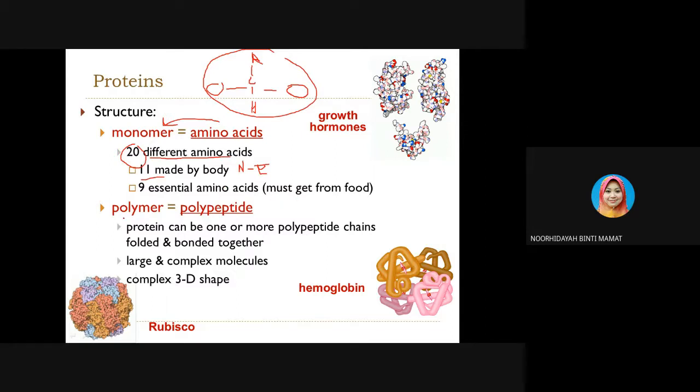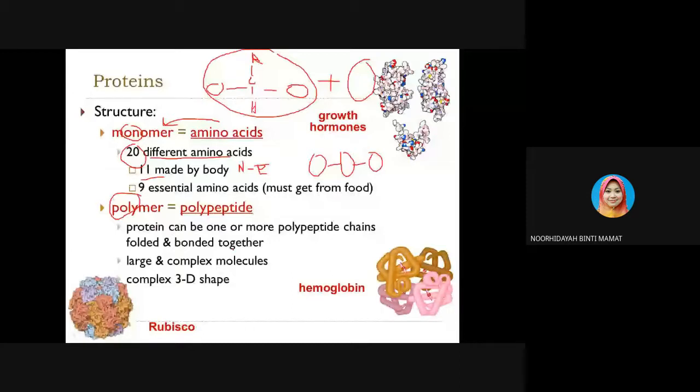How about the polymer? A monomer is one unit. The polymer is when we have several units, when one amino acid is joined with another amino acid, and another. When one amino acid combines with one amino acid and another, we call it the polymer or polypeptide. Poly means many. So a protein can be one or more polypeptide chains, folded and bonded together.